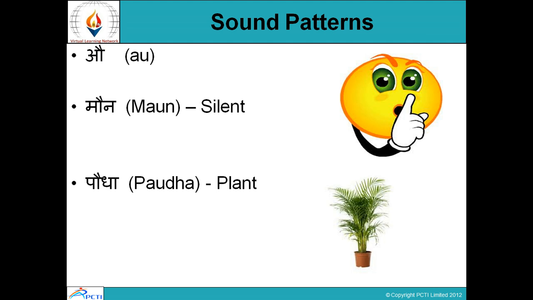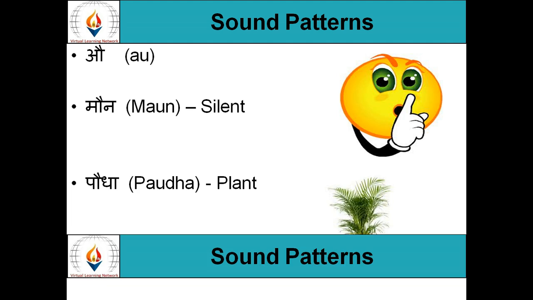Few more words. Mourn. Mourn is what? Silent. When we keep quiet, that condition is called silent. We don't speak a word. In Hindi we call it mourn. Plant. Plant is what? Paudha. Small plant, green plants we have. It's called paudha.